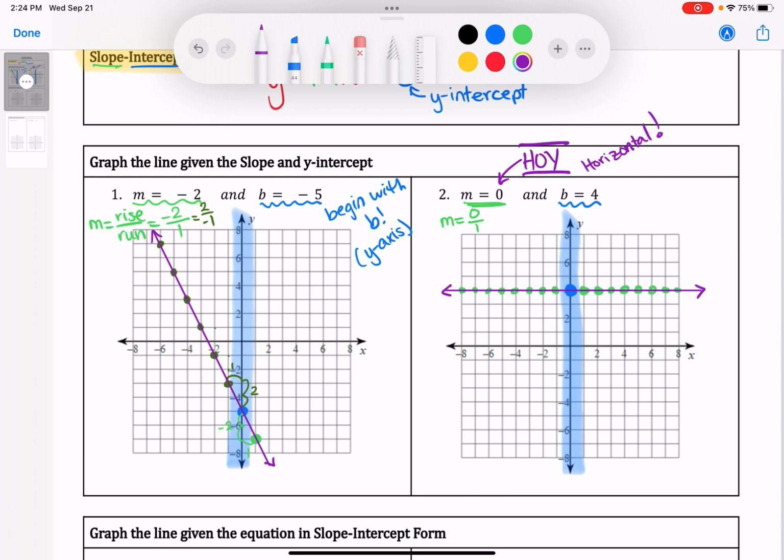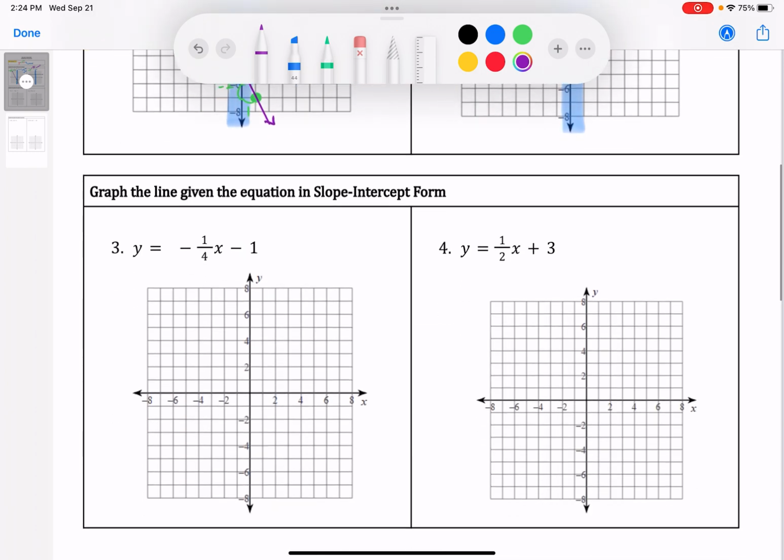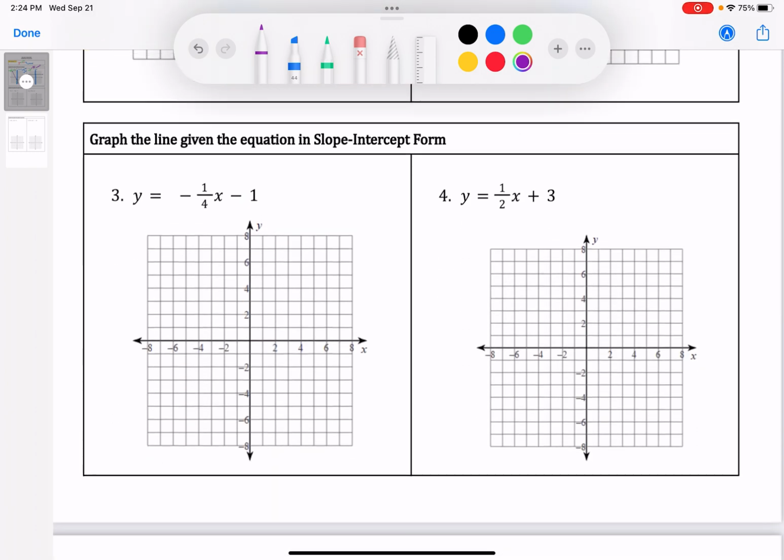All right, so this is what it looks like if they just give us M and B. But a lot of times they're not just going to give us M and B, they're going to give us the equation of the line, right? And this is why we needed to remember, or know, I should say, what slope-intercept form was. Remember, that's what we wrote on the top of our papers. Slope-intercept form is y equals mx plus b.